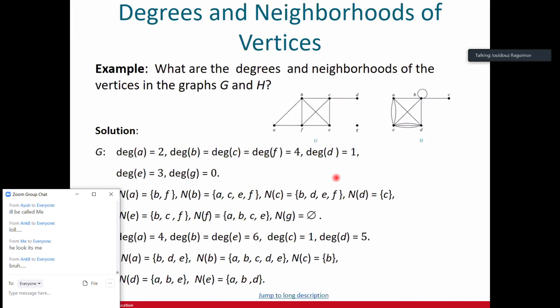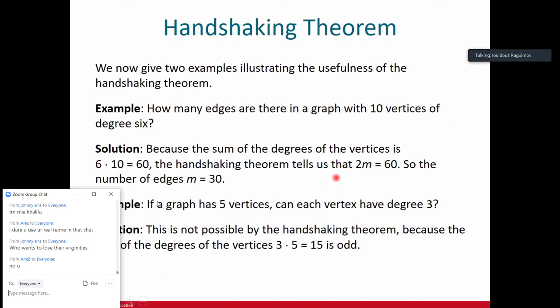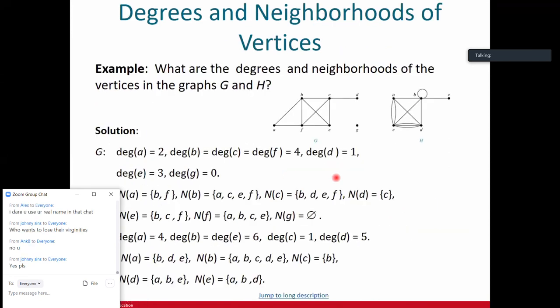Okay, we'll consider these two graphs. The first one is a simple graph, G, and the second one is a pseudograph, H, right? The degree of A is 2, right? Okay, because the neighborhood of A is B and F. Do you see that? And A is given here. A has a neighborhood B and F, right? So the degree of the vertex A is 2.